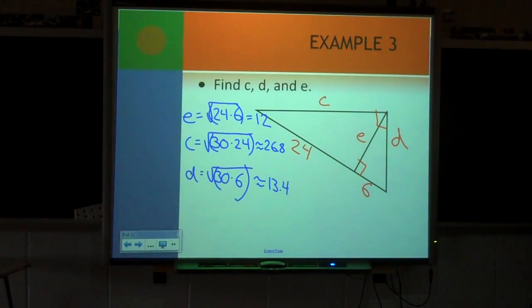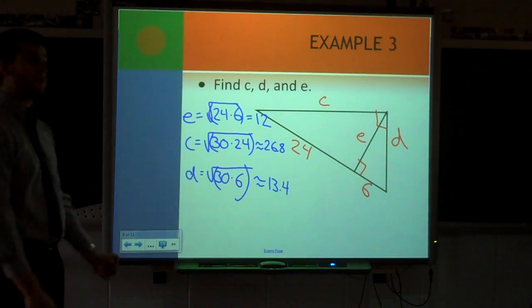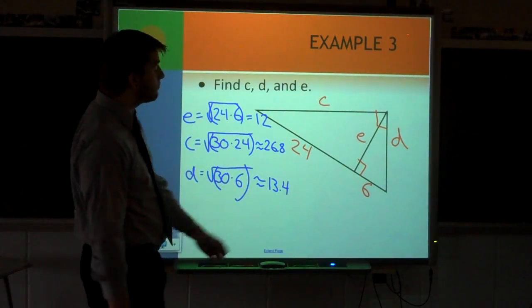And that's how you do that. So it all relates to the geometric mean. As long as you remember how to do that, remember which ones relate, you should be all right.